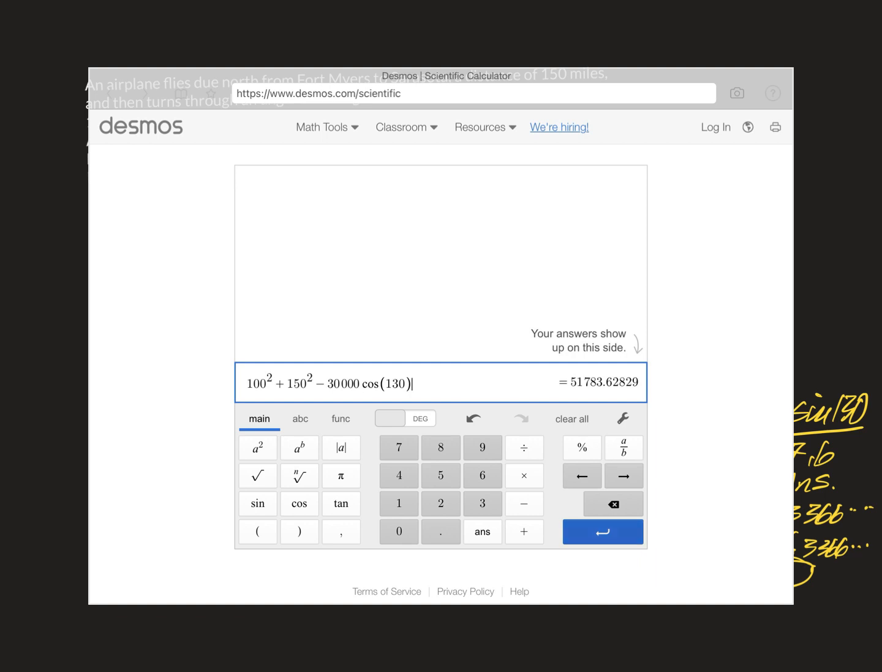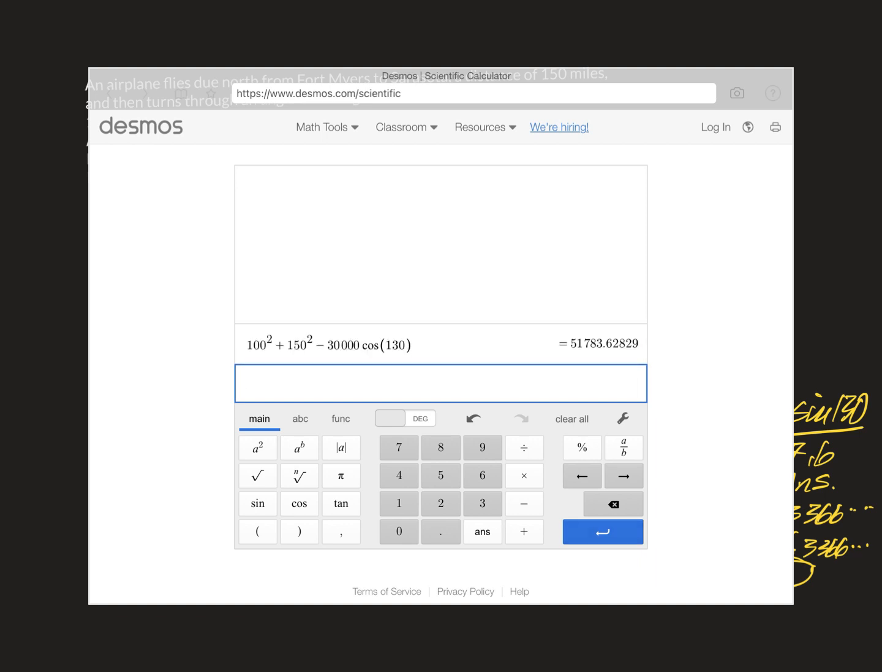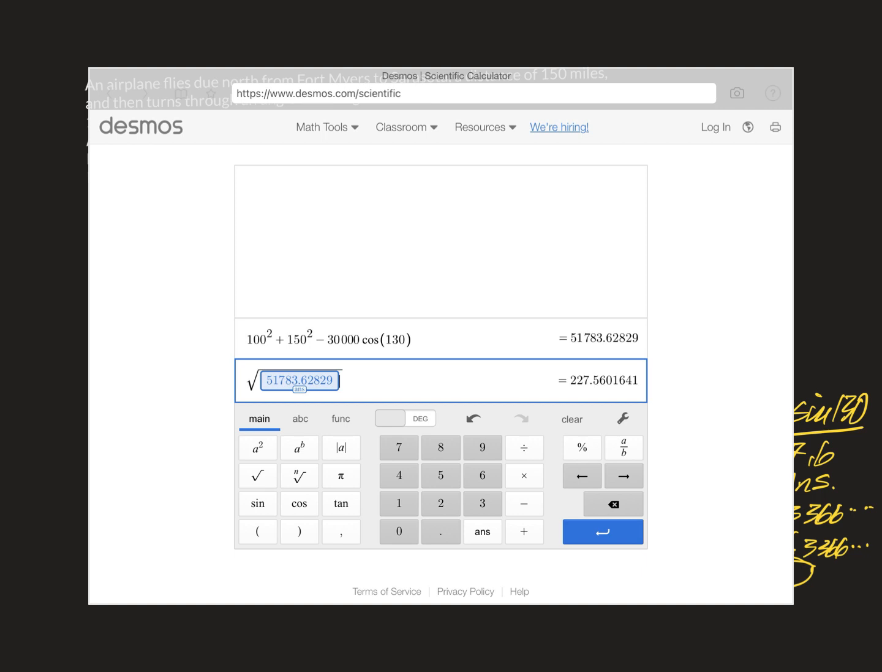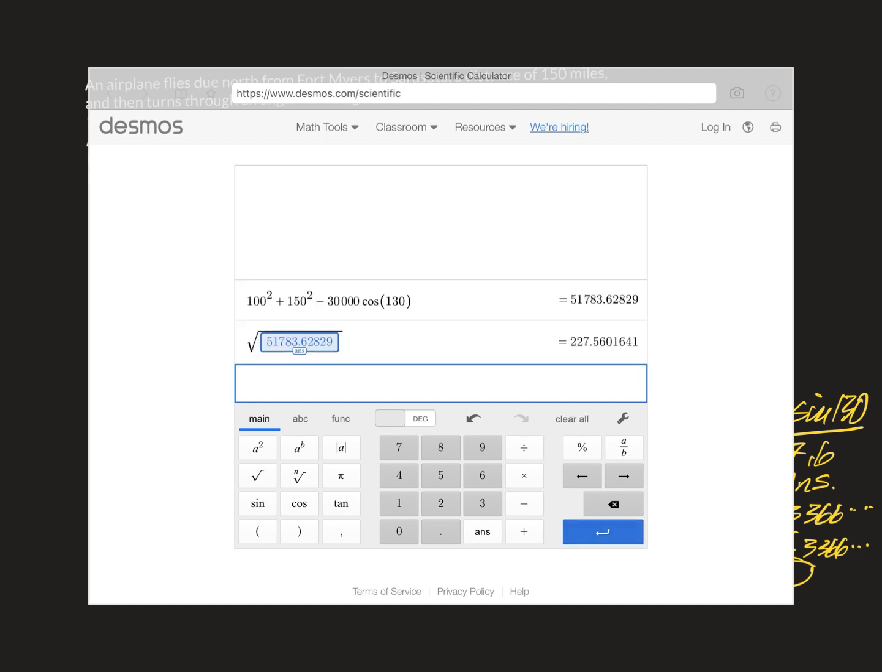So now I do that, and then I wanted to take the square root of that, so I go square root answer. When I hit the answer key, it flashes it up there, and then I click, and that's how I got the 227.6.